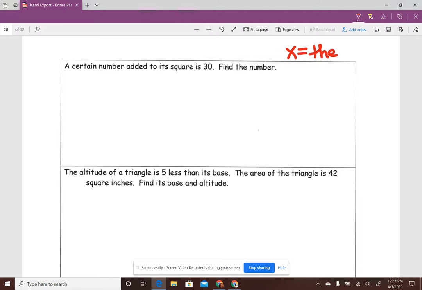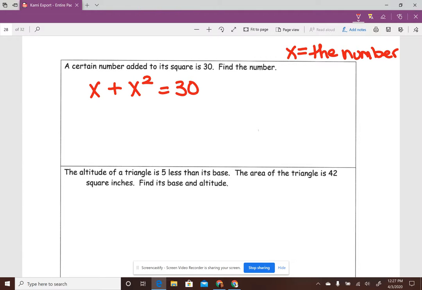Okay, so the first thing is anytime you're doing something where you're actually writing the equations, you always want to declare what you're using as your variable. Sometimes it's in the question, but in this case it's not, so I'm going to say x equals the number. So a certain number is added to its square, that would be x plus x squared, is 30.